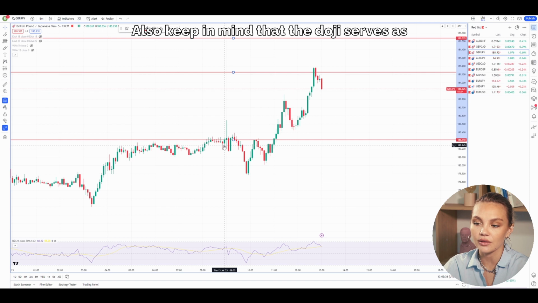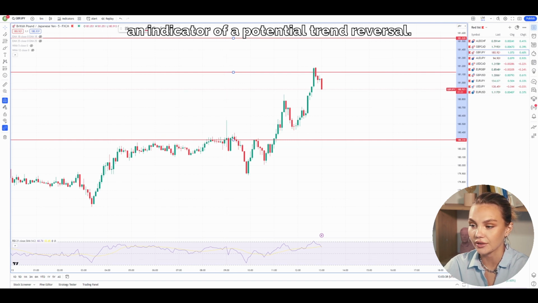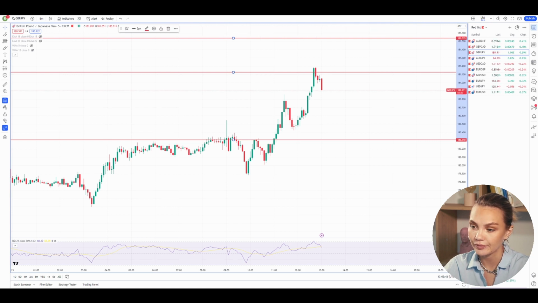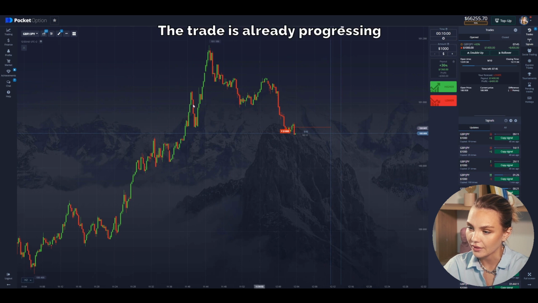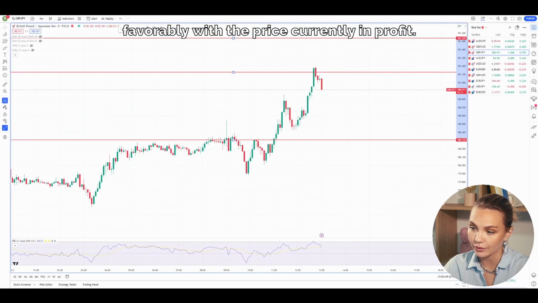Also keep in mind that the doji serves as an indicator of a potential trend reversal. When there is no established trend, there is nothing to reverse. We have 7 minutes remaining until the trade concludes. The trade is already progressing favorably with the price currently in profit.